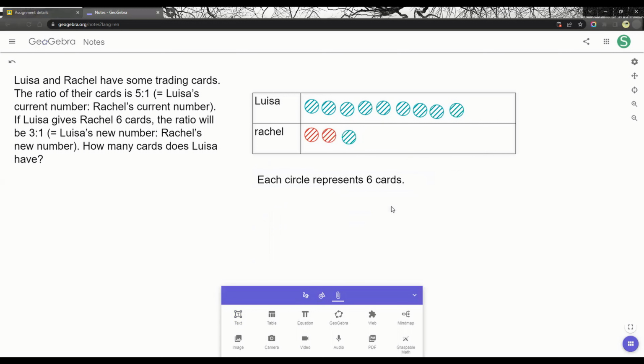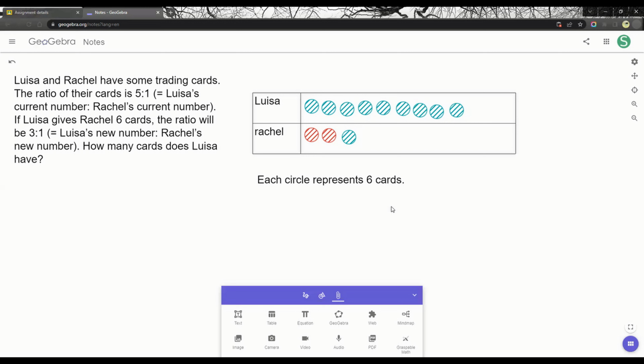Wonderful. And now the question asks, how many cards does Luisa have? Now, since the second sentence is only a hypothetical statement, we're going to look at the first sentence, where the ratio of their cards is 5 to 1. So that means Luisa has 10 blue circles and Rachel has 2 red circles, each of which representing 6 cards.